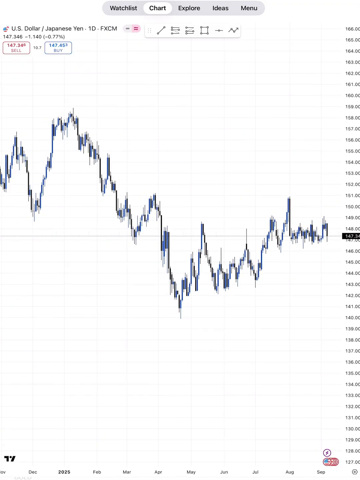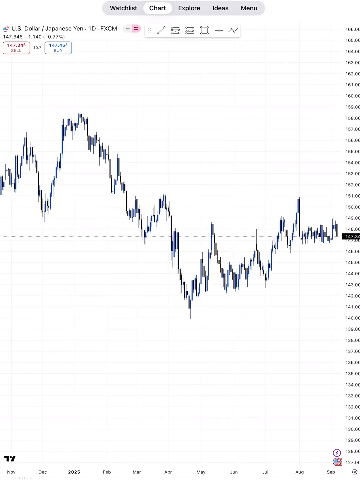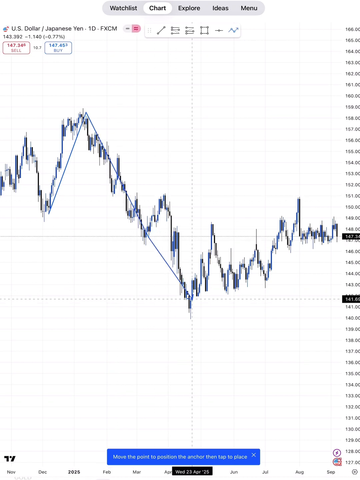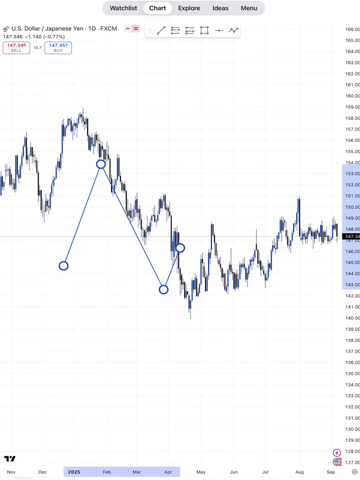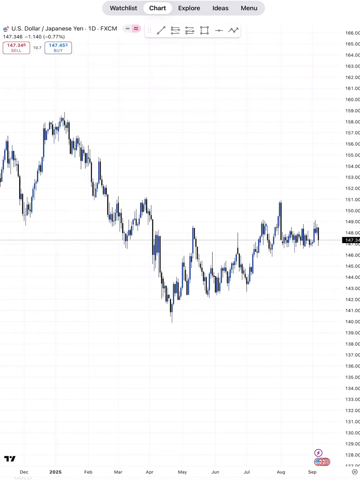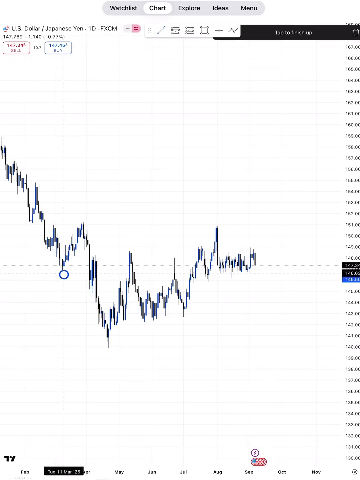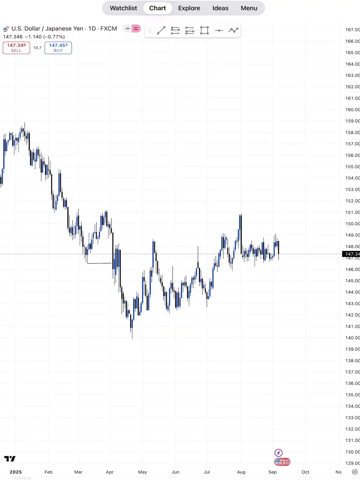Right now, this market is making lower highs, lower lows, lower highs, lower lows, repeatedly. So it's safe to say USDJPY is trending down. Since we know the direction of the market, we're just going to look out for a break of structure to the downside. That tells us that this market is a downtrending market.